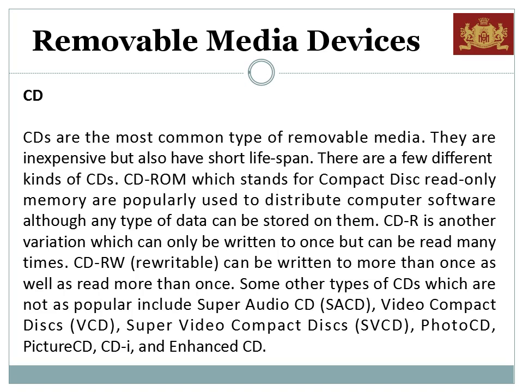CDs are the most common type of removable media. They are inexpensive but also have a short lifespan. There are a few different kinds of CDs. CD-ROM, which stands for compact disc read-only memory, is popularly used to distribute computer software, although any type of data can be stored on them. CDR is another variation which can only be written to once but can be read many times. CDRW, rewritable, can be written to more than once as well as read more than once.